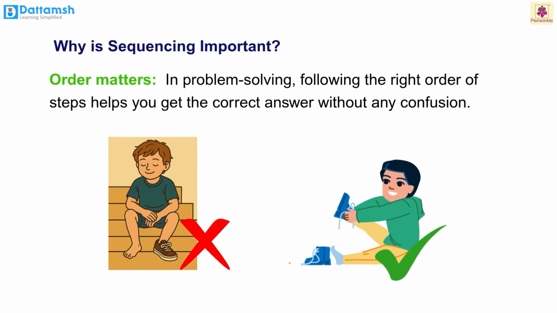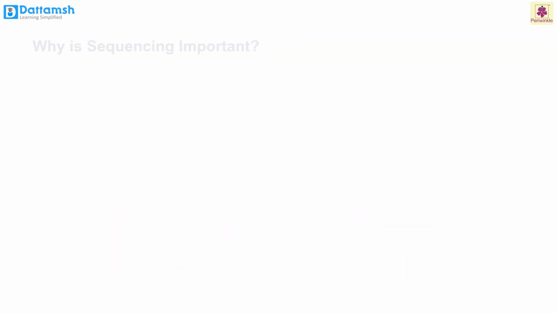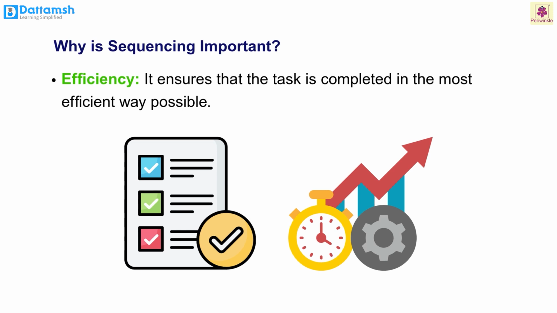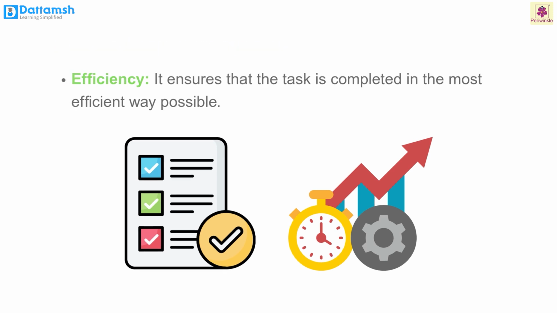Why is sequencing important? Order matters. In problem solving, following the right order of steps helps you get the correct answer without any confusion. Just like you can't put your shoes on before putting on your socks, the order of steps is important. Clarity. Sequencing helps make the instructions clear and easy to follow. Efficiency. It ensures that the task is completed in the most efficient way possible.